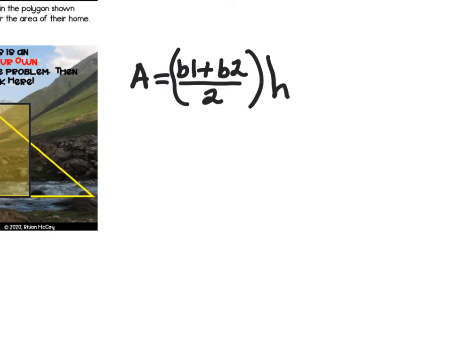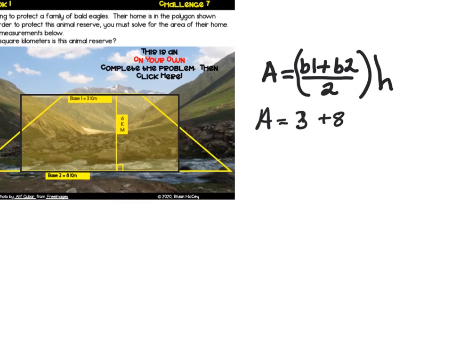So I'm going to write the same thing here. Area equals base 1 is, oops, that was 3 kilometers, right? And plus base 2 is 8 kilometers. Let's just double check that. So sure enough, I've got base 1 is 3, base 2 is 8, so 8 plus 3. Then I'm going to take that and divide that by 2. That goes in parentheses.